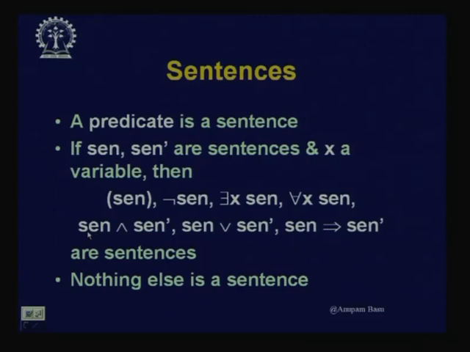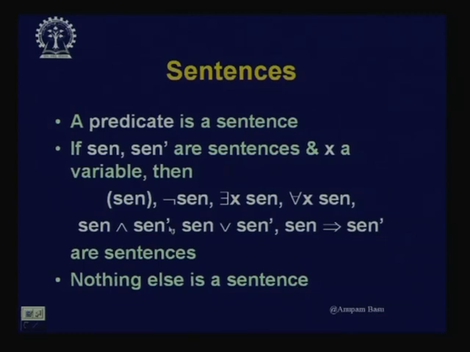SEN and SEN prime, the conjunction of these two sentences, is a sentence. SEN or SEN prime, that is the disjunction of these two sentences, is a sentence. SEN implies SEN prime, that is one sentence implying the other, is also a sentence. And in proper predicate logic, nothing else is considered as a sentence.